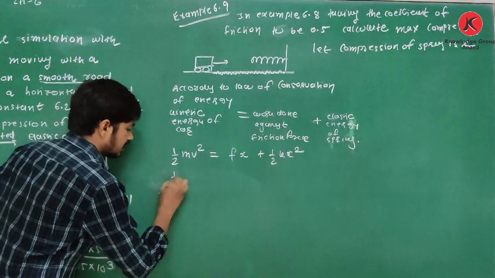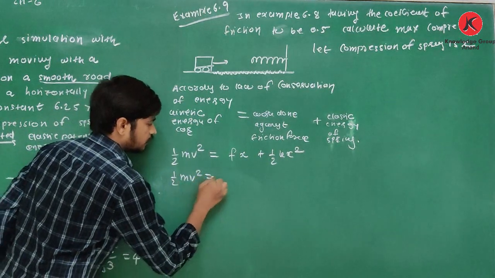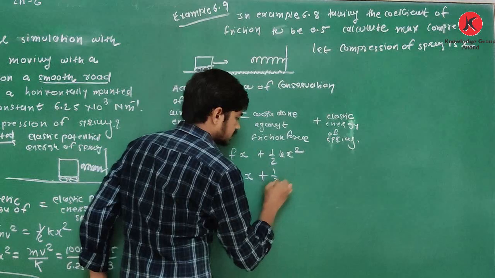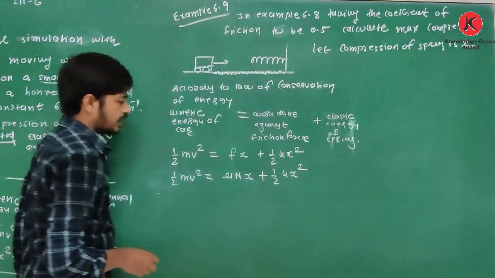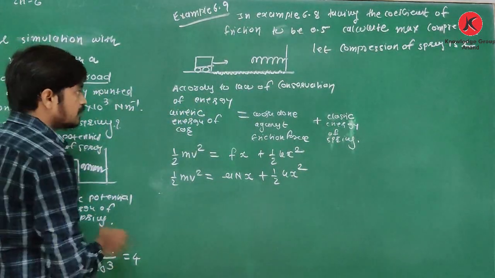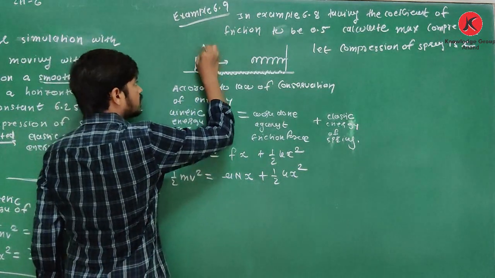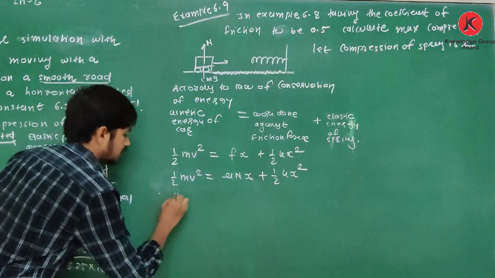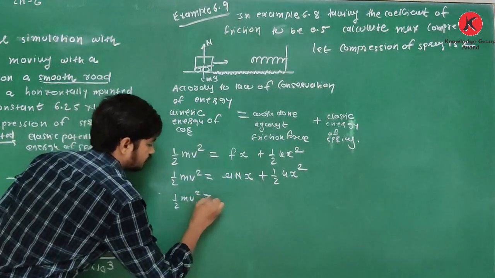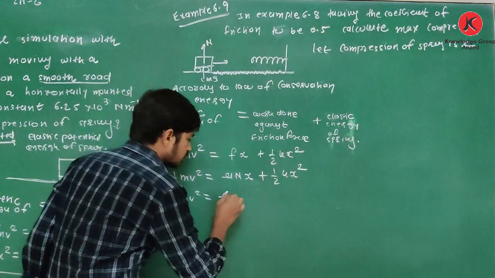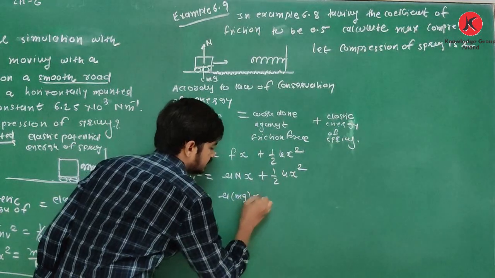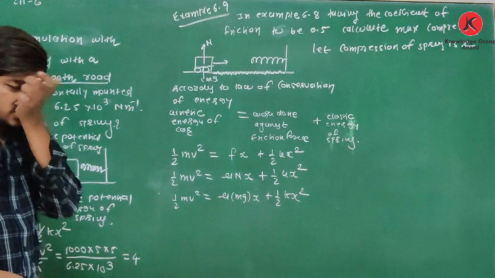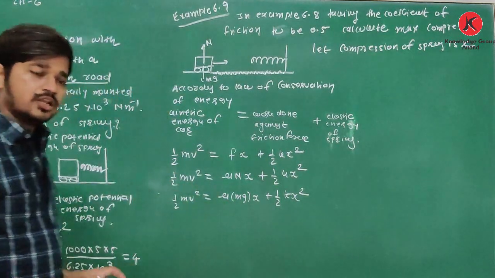Okay, see, here it is. Half mv square is equal to f, which means mu into N x plus half kx square. Now what does N mean? We know that the normal reaction is in the upward direction, but mg is in the downward direction. So it is half mv square is equal to mu N x plus half kx square, where N is equal to mg. You know how to put the value of N.